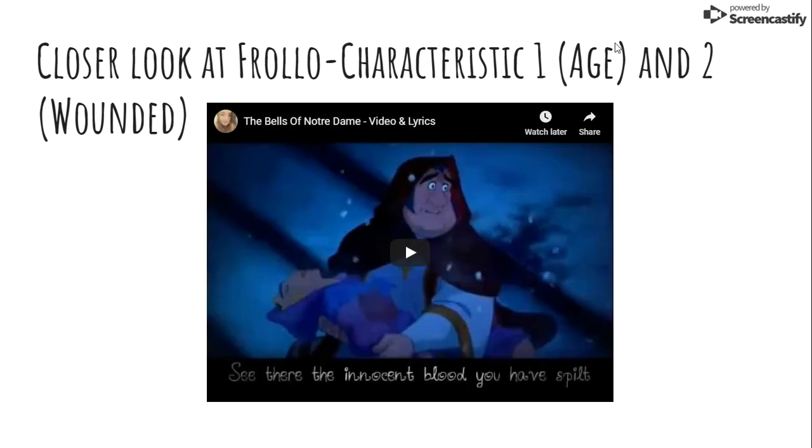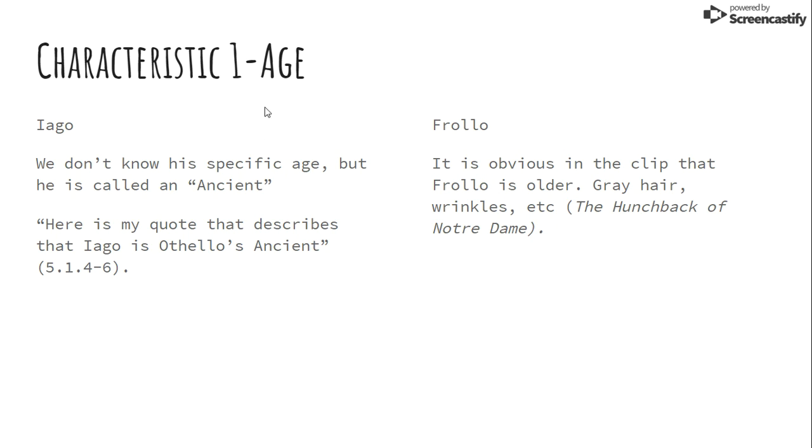So here's my first characteristic, looking at age of the villain, and wounded. Now, I found this video clip that I think covers both characteristics, so I'm going to have that here and then talk about each characteristic. So for characteristic 1, age, for Iago, I go into my explanation here, and then for Frollo, it's obvious in this clip that Frollo is older, he has the gray hair, wrinkles, etc.